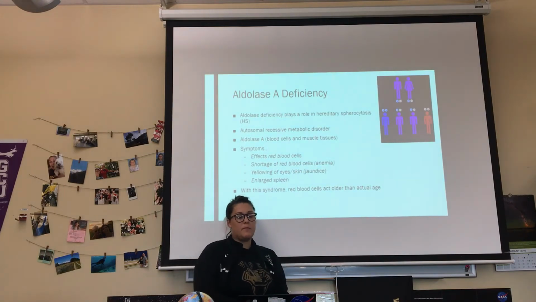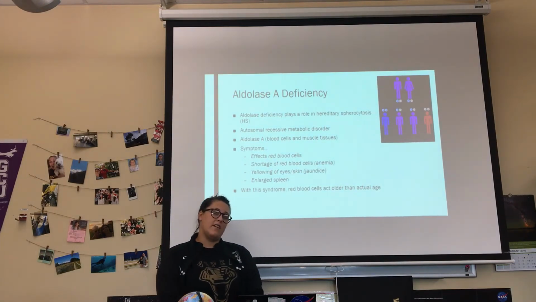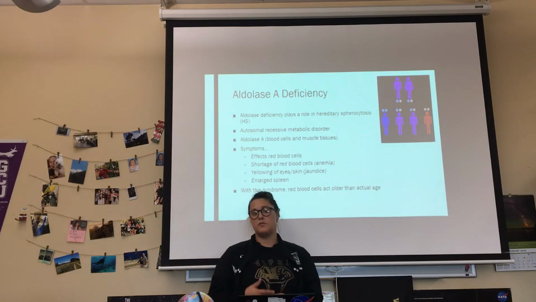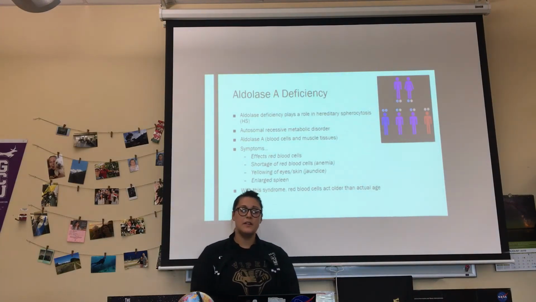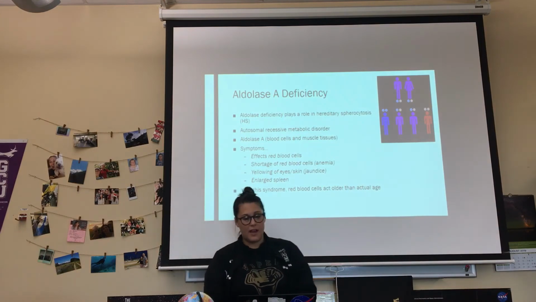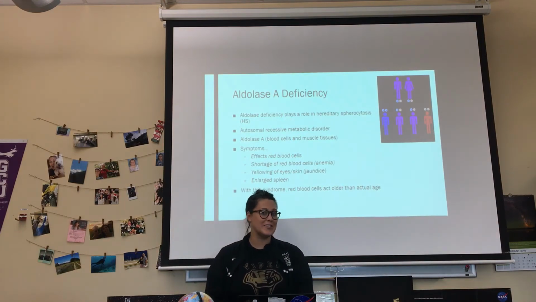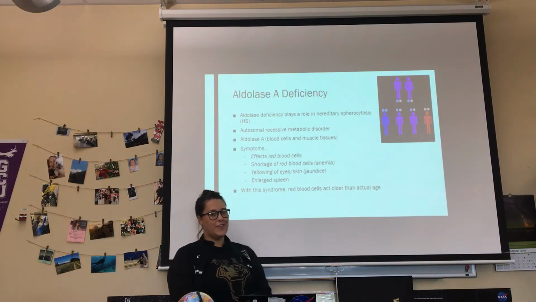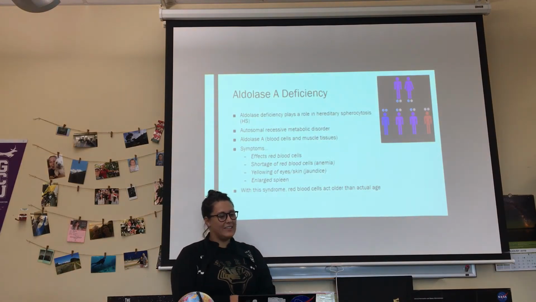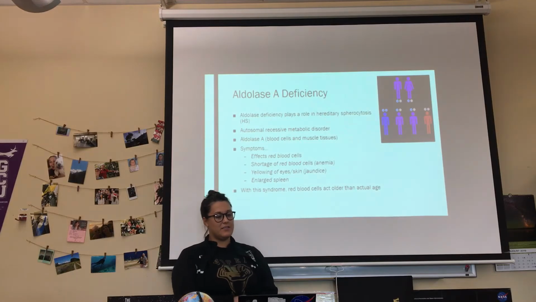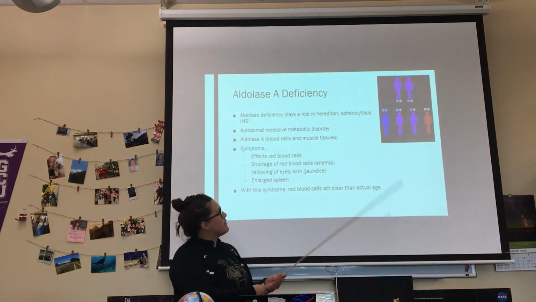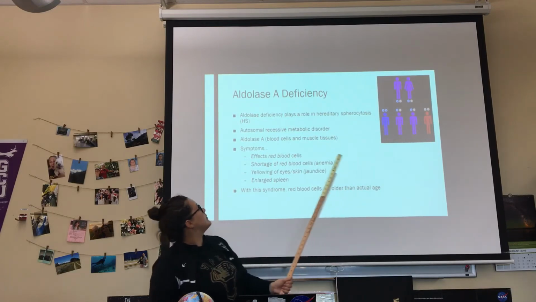So there have been some problems with aldolase. Obviously, everything in the body can mutate and go wrong, and just like everything else, aldolase can too. So I'm going to speak with you quickly about aldolase A deficiency. I'm sorry, it's been a long day of talking, but aldolase deficiency plays a role in hereditary spherocytosis, or HS for short. Here you'll see a picture of some people. This is going to represent this next point we're going to talk about.